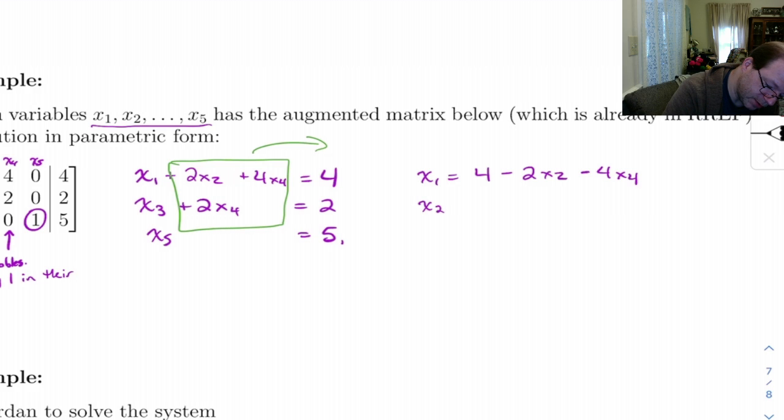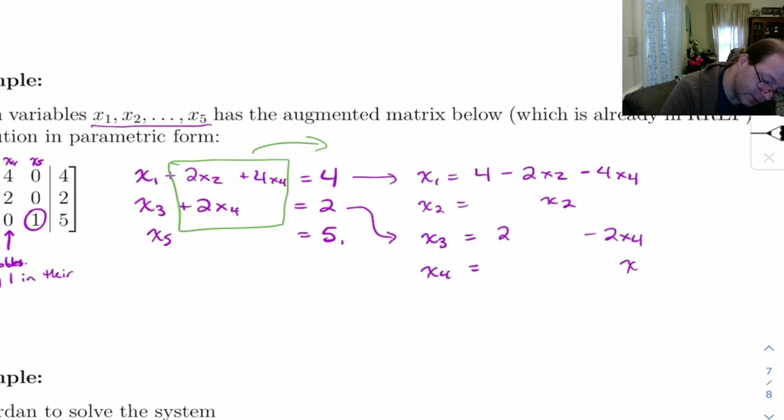Now I'm going to do something that might look a little strange. I'm going to put an x2 equals x2. I want to account for all 5 variables here. x3 I'm going to get from this equation. x3 is going to be 2 minus 2x4. x4 is a free variable, so I'm just going to get x4 is equal to x4. And x5 is just equal to 5.